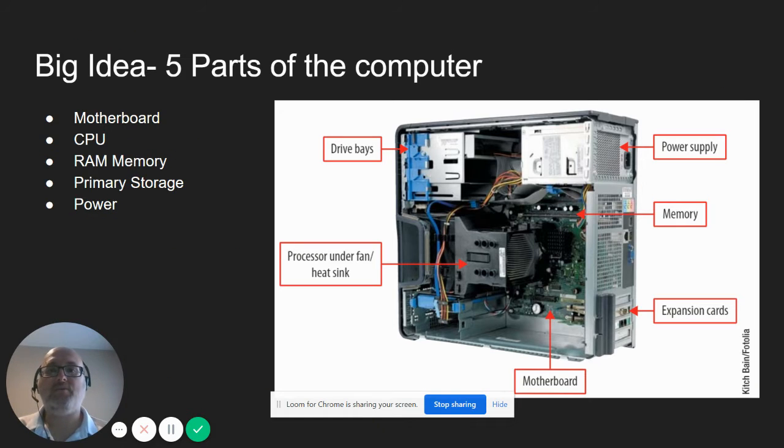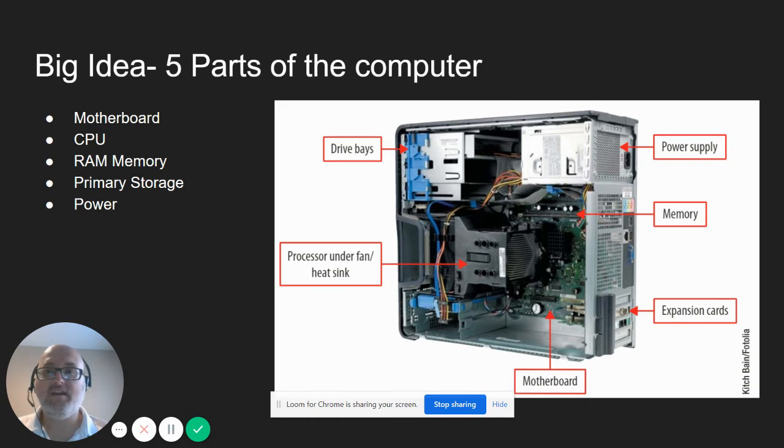Today's big takeaway is that there are 5 parts to the computer. There are 5 individual parts that are all working together for a bigger purpose: the motherboard, the CPU, the RAM, primary storage, and power. Regardless of how big the computer is or how small it is, it needs to have these 5 core components.